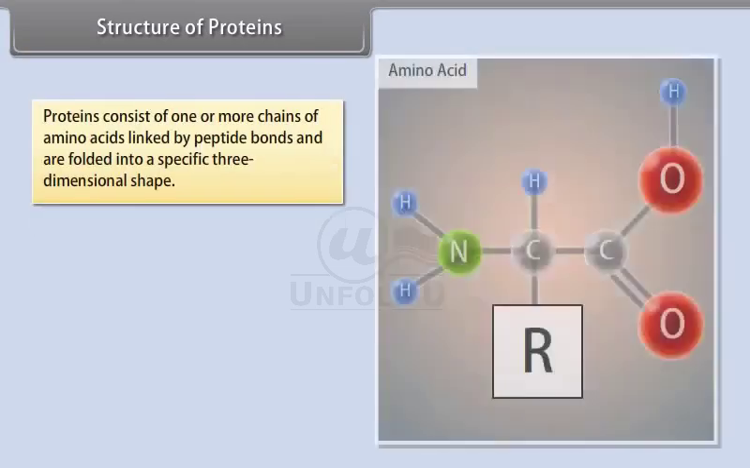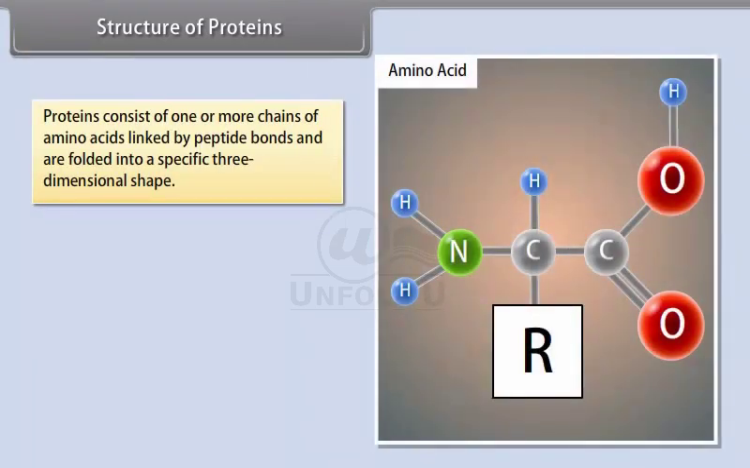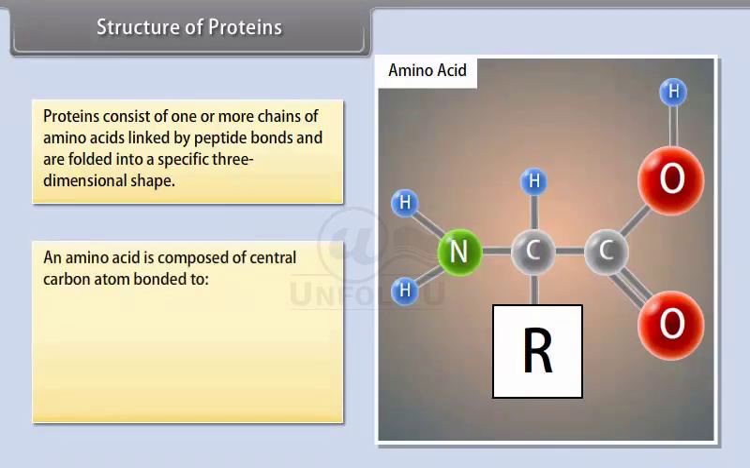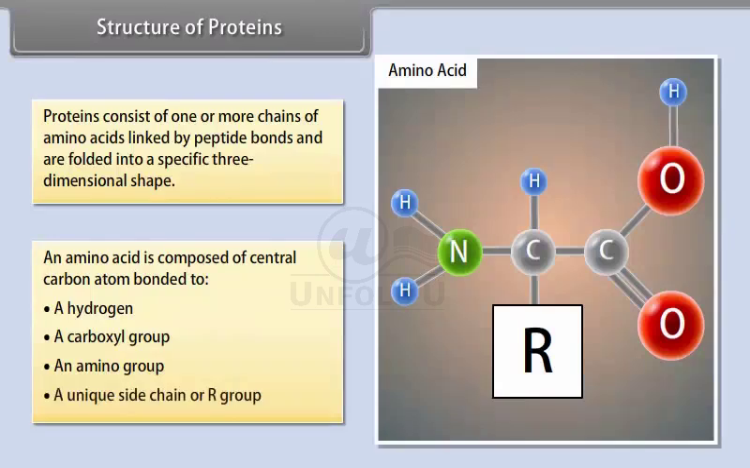Structure of proteins. Proteins consist of one or more chains of amino acids linked by peptide bonds and are folded into a specific three-dimensional shape. An amino acid is composed of a central carbon atom bonded to a hydrogen, a carboxyl group, an amino group, and a unique side chain or R group.